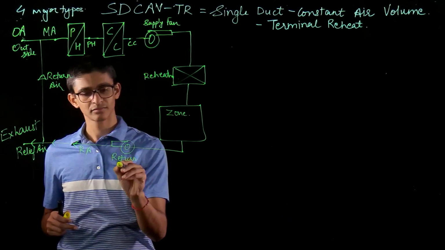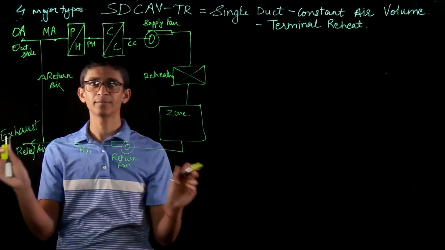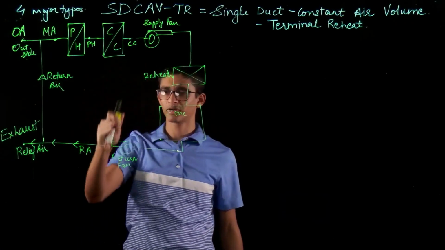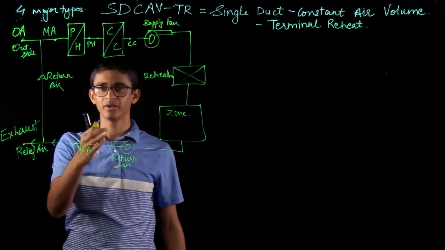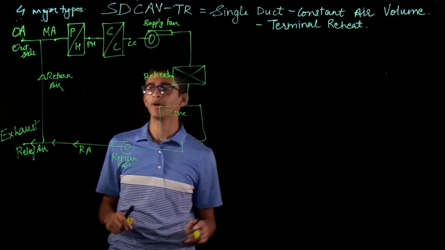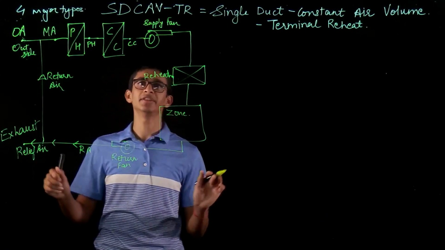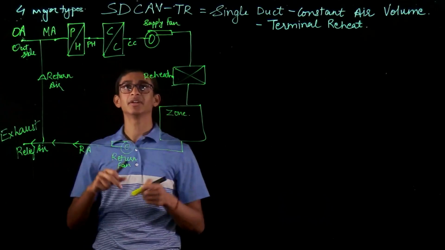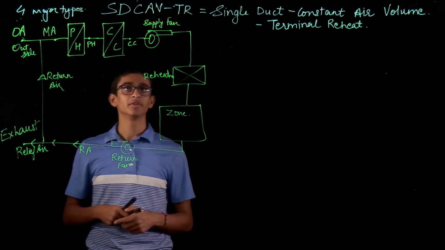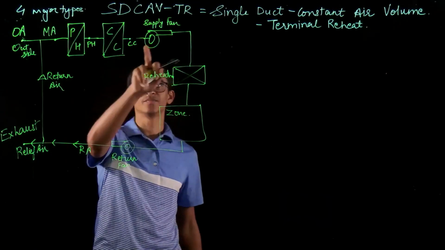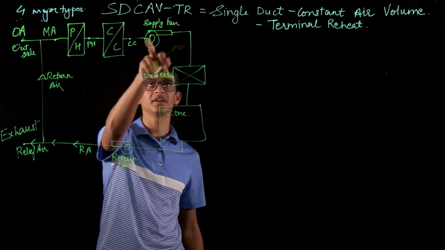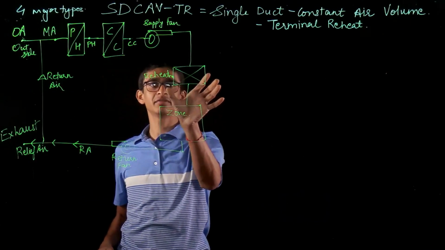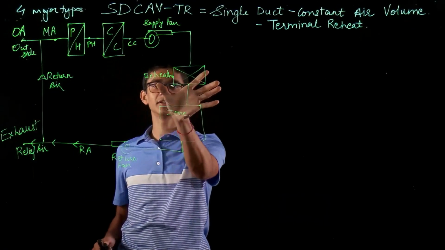It is all optional. We may have a cooling coil after the supply fan, or we may have a return fan or we may not have a return fan. They are all optional. It depends on the requirement. This is the general structure of an SDCAV, which is a single duct constant air volume. It's a single duct for the supply. And terminal reheat means whatever reheating is required will be done just outside the zone, just at the entry of the zone.